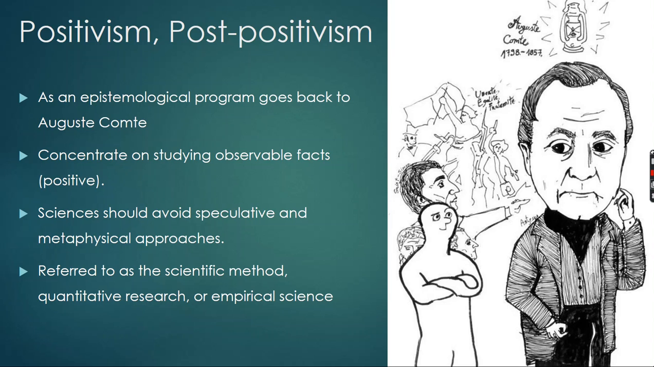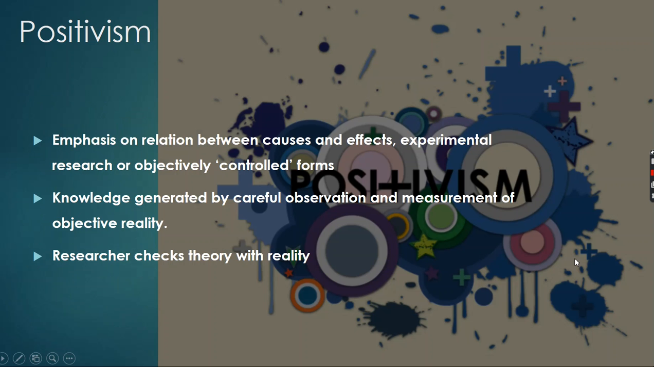Basically, positivism plays a huge role in quantitative research. They also emphasize the usage of empirical science. And empirical, basically going after the data, right? The more the data, the more concrete it is believed to be, right? So that's how Comte has defined positivism.